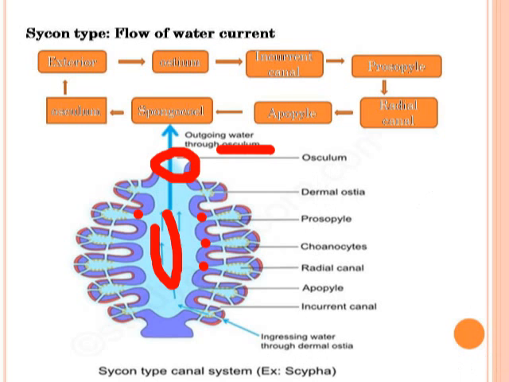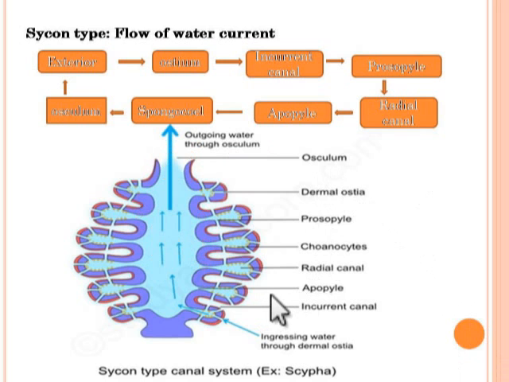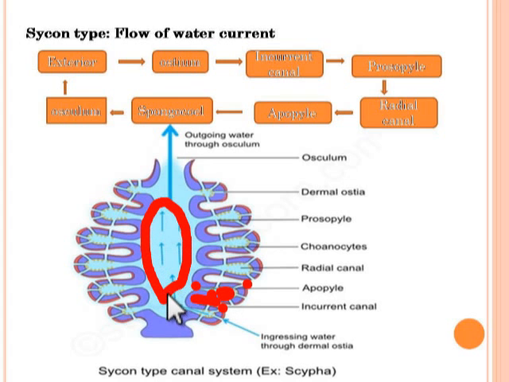Let's have a recap. The water from the exterior moves through the ostium. Here this ostium enters into the incurrent canal. This is the incurrent canal. Through the prosopyle region, it will enter into the radial canal, and through the apopyle region the water will move towards the body cavity, that is termed the spongocoel. From the spongocoel, the water will move outside by means of the osculum over here. This is how the water current will flow in the sycon type.